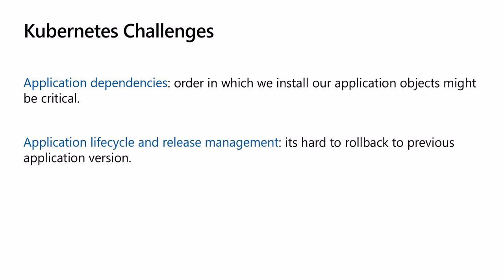Application lifecycle management is not easy either. We don't have the concept of applying versions when we use kubectl, and if you want to roll back to a previous version, we need to track the installation history and roll back each one of those objects manually.